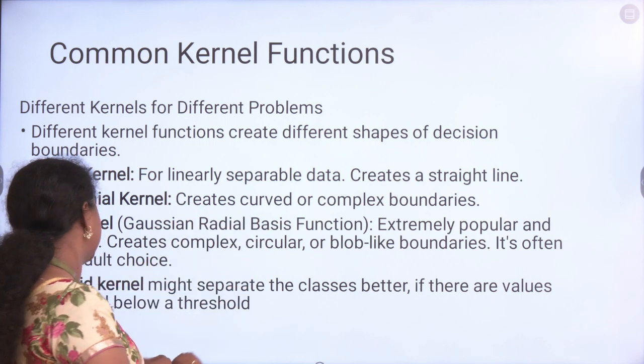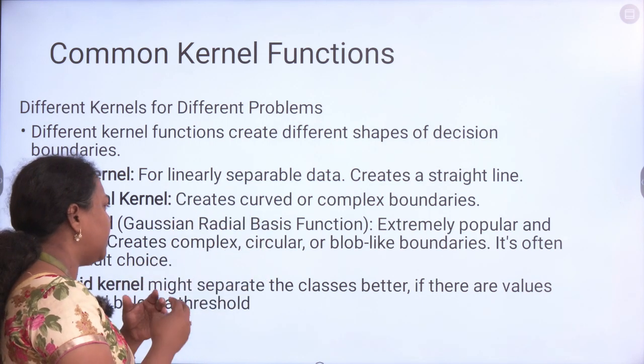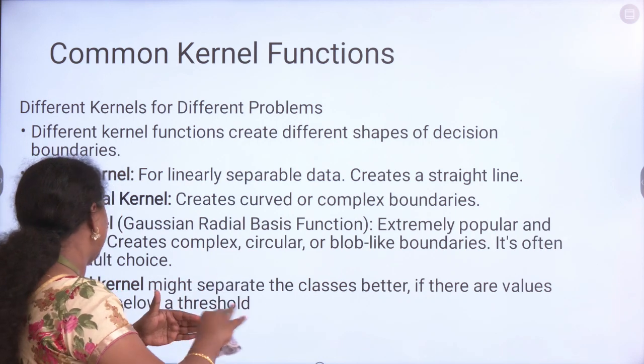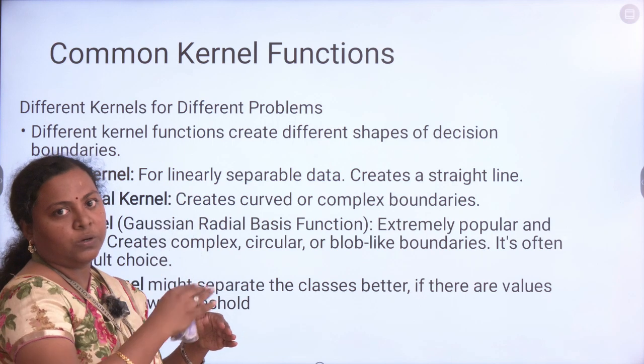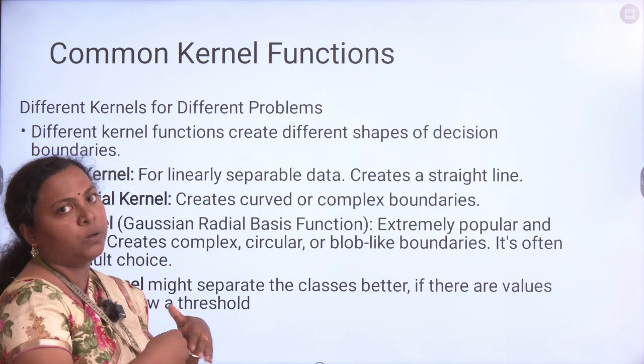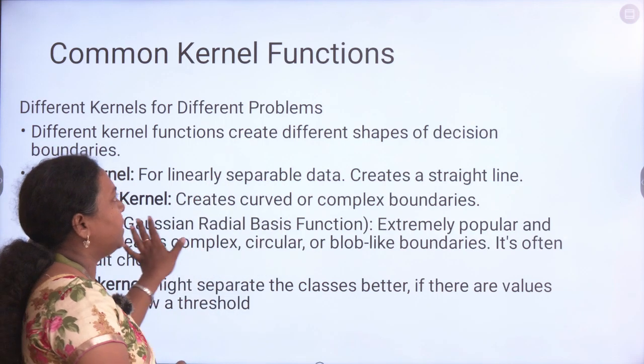default kernel option. The sigmoid kernel helps us separate the classes better if there are values above and below a threshold. If you have a threshold and the data are distributed above and below it, then we can go in for a sigmoid kernel.